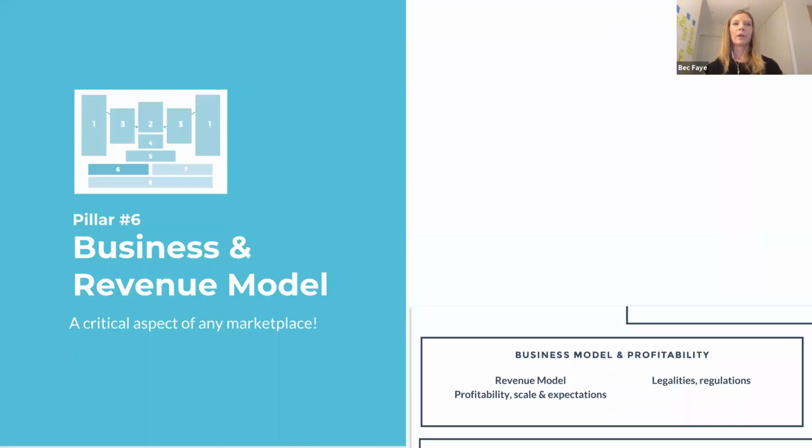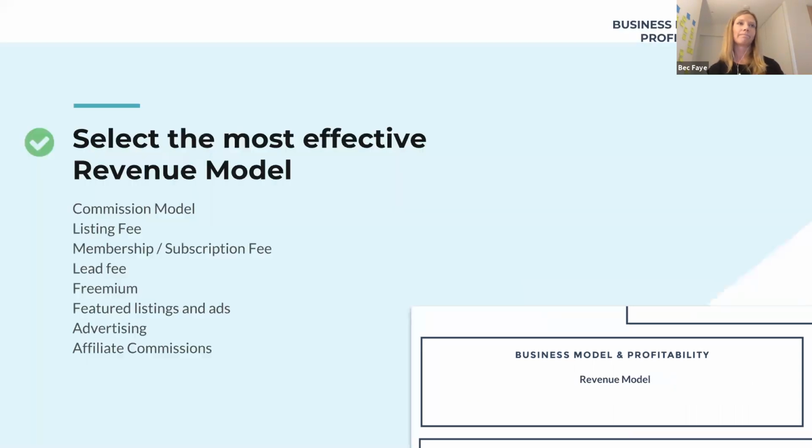Now, your business model and revenue model. So this is pillar number 6. Now, just up front, this is not my area of expertise, but it's a very, very important one. And it's one area that I see a lot of people struggle in. But I do like to touch on it.